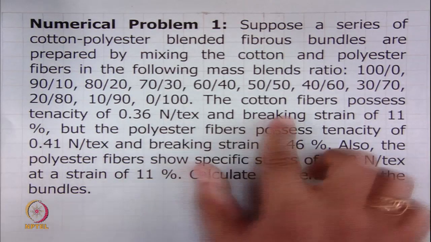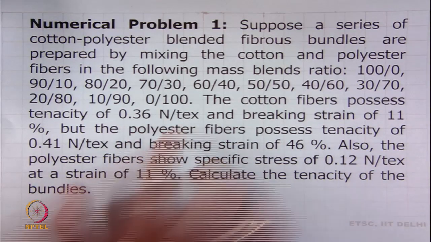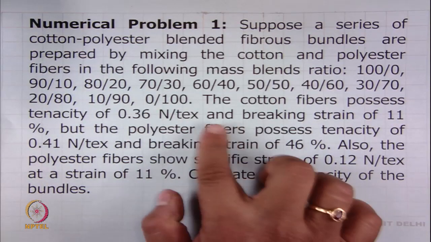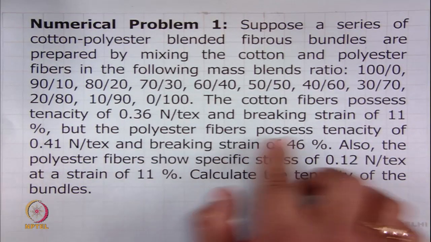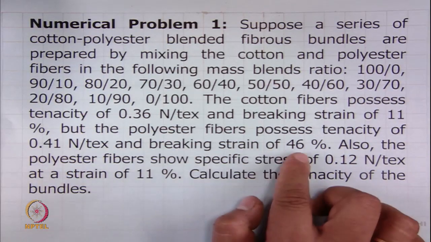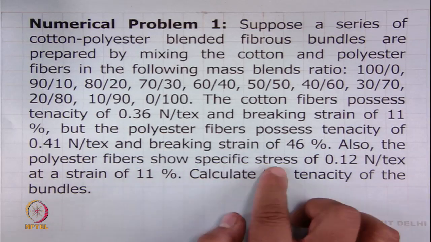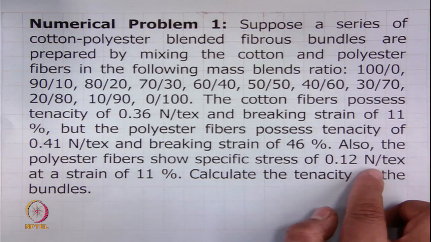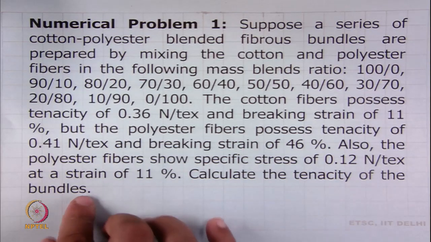The cotton fibers possess a tenacity of 0.36 Newton per tex and a breaking strain of 11%, but the polyester fibers possess a tenacity of 0.41 Newton per tex and a breaking strain of 46%. Also, the polyester fibers show a specific stress of 0.12 Newton per tex at a strain of 11%. Calculate the tenacity of the bundles.